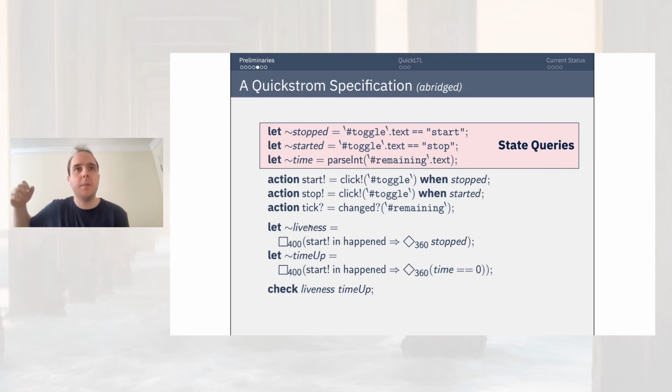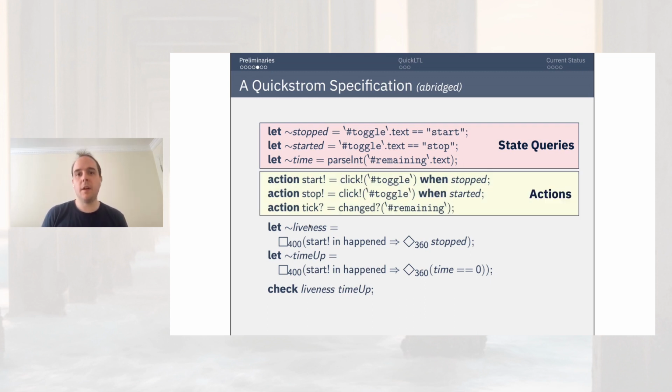So I'm saying that the label with the ID of toggle text is start in the first definition here, and that defines the Boolean value stopped, right? So this will be true if the label's toggle text is start. And similarly for started, if the label is stop. And similarly for time, that would be the amount of time that we have remaining in our timer application, right? So this is just describing how we can access the state of the application.